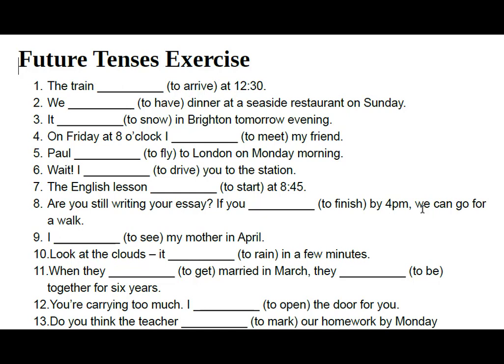Number 4, on Friday at 8 o'clock, I, my friend. This is a fixed arrangement, so we use the present continuous. On Friday at 8 o'clock, I am meeting my friend. Or I can say I'm going to meet if it's just a plan.